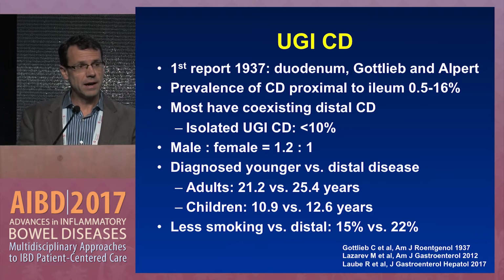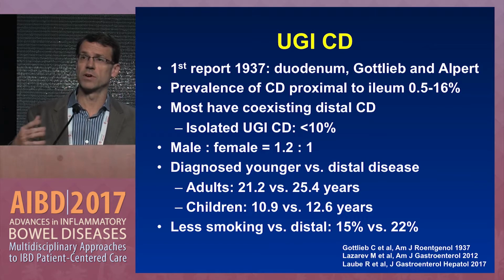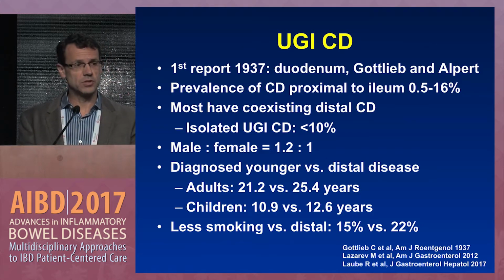In fact, isolated upper GI Crohn's disease is even more rare, accounting for maybe less than 10% of the cases of upper GI Crohn's disease overall. It has a slight male predominance, tends to be diagnosed younger than distal disease in both adults and children, and is associated with less smoking.